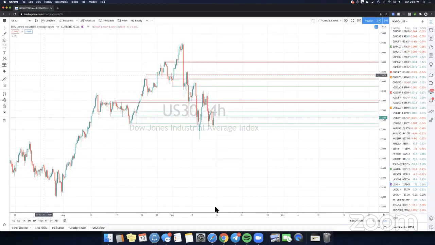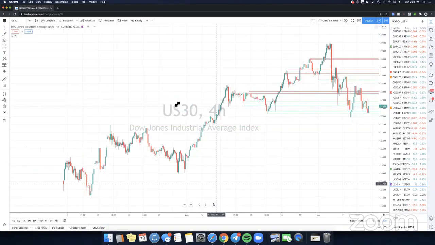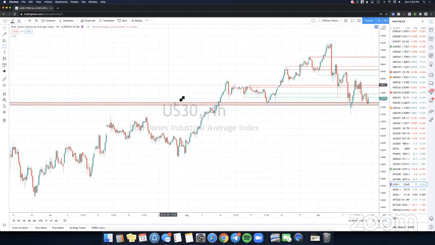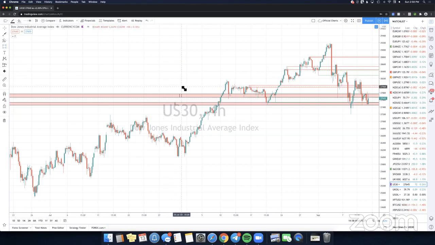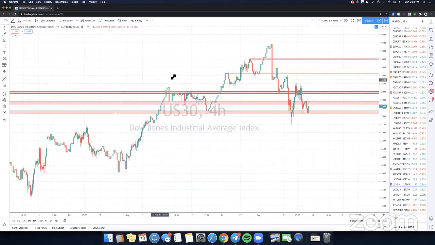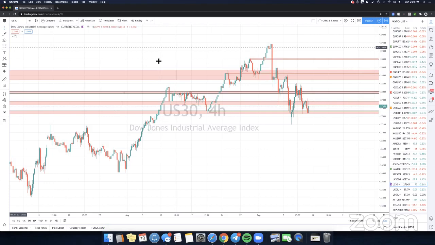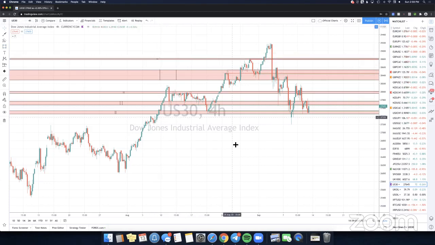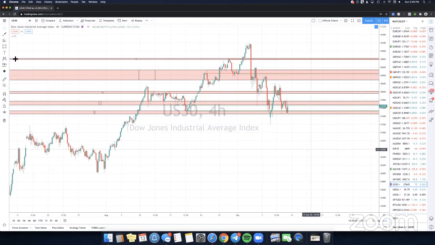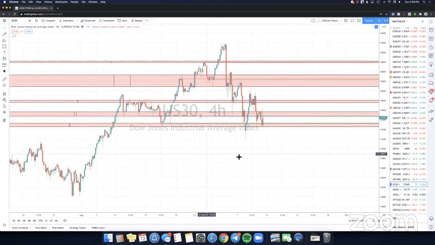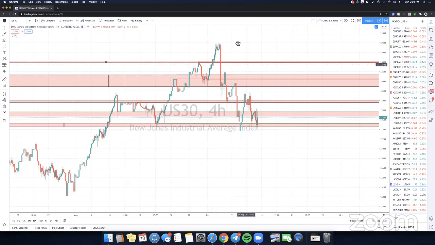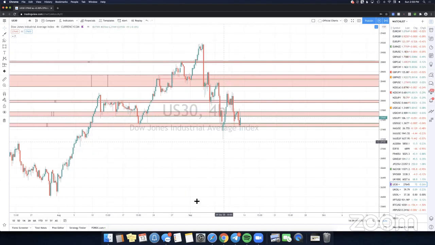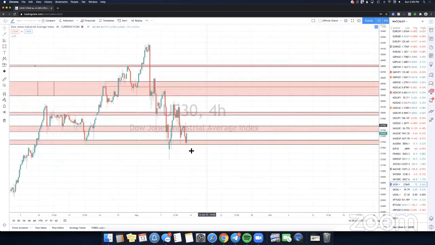So same situation right here. We draw these same zones. All right, cool. So looks like right here, US 30, same situation as with NASDAQ, it dropped heavily. And then it's either going to bounce up here, or if it breaks below this zone, it could keep falling.